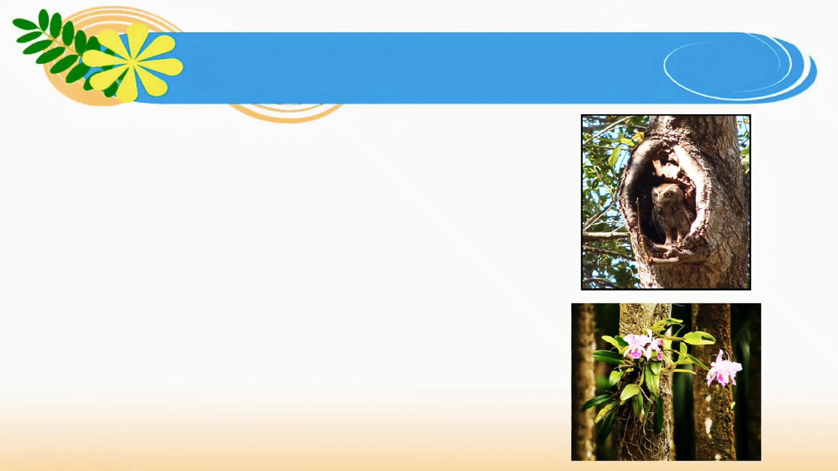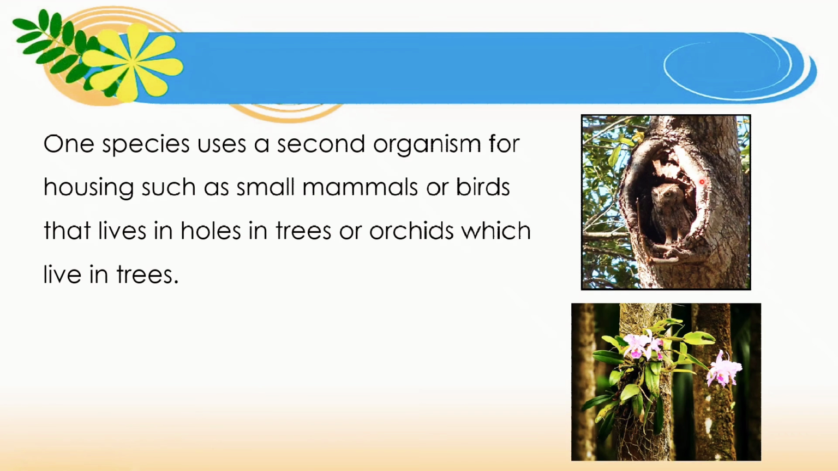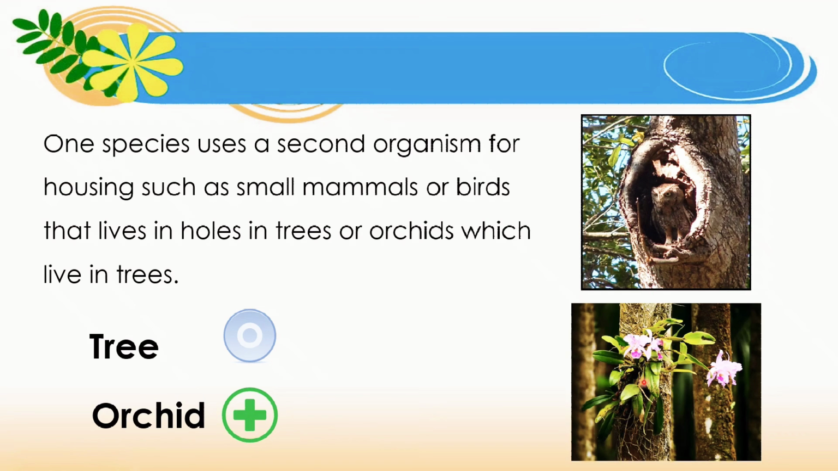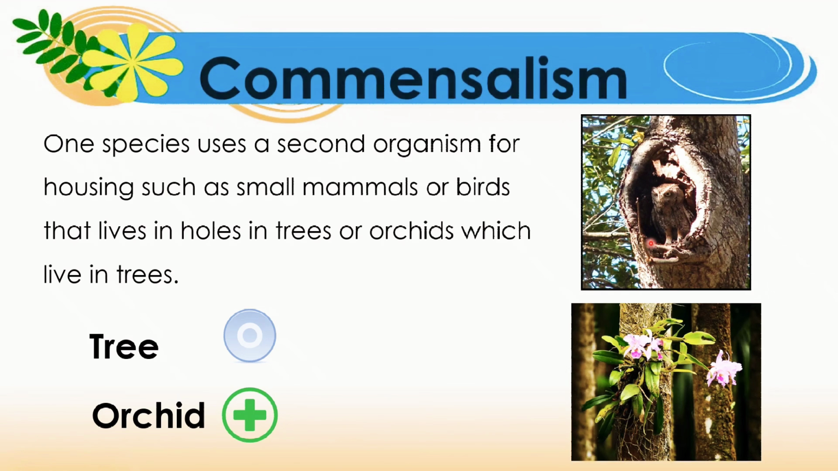Okay, let's have this one. This tree provides a home for this plant and for this animal. So for this one, the tree is not affected, so it's neutral, and of course these animals and this plant can get a home, so it means it has a positive relationship. So this is what we call commensalism.